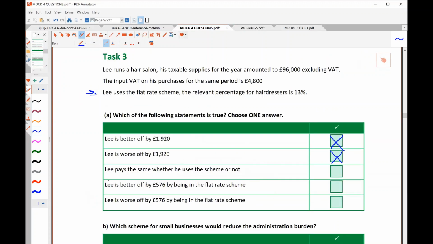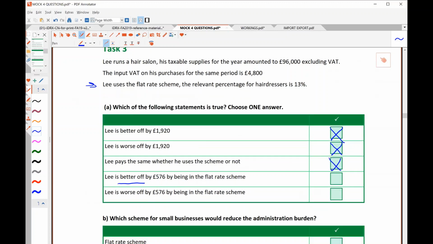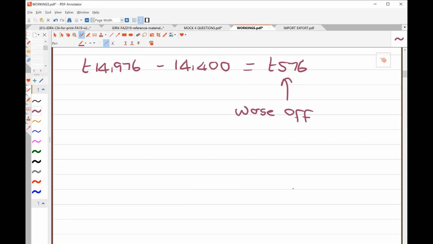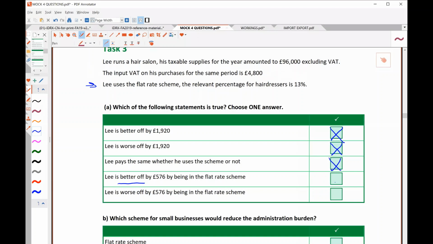Right. Lee is better off by £576. Well, that £576 is more like it. However, he's not better off, is he? Because he's paying 14,976, whereas he could have been paying 14,400. So actually, he's worse off by £576. So the answer is obviously he's not better off, but he is indeed worse off.